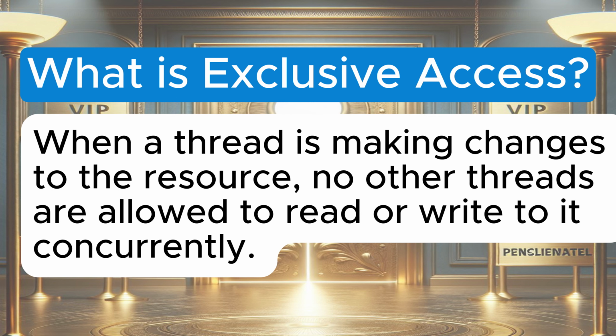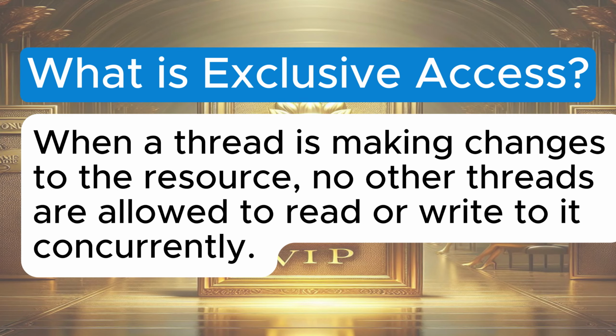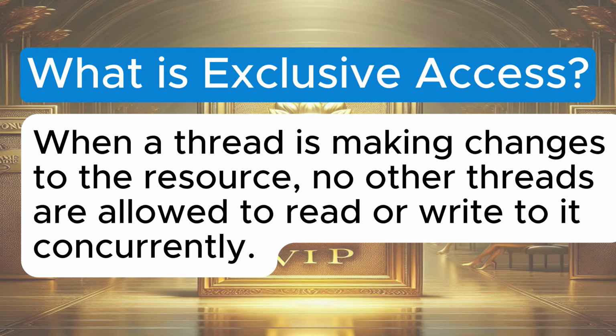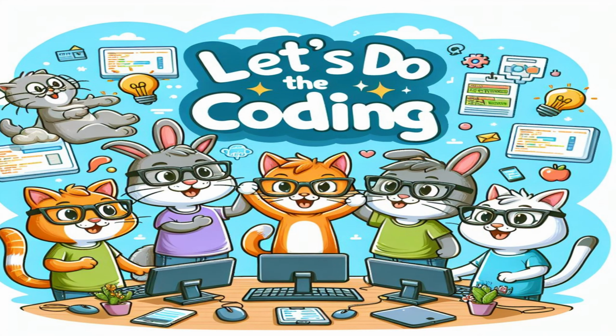This ensures that when a thread is making changes to the resource, no other threads are allowed to read or write it concurrently. It helps prevent data corruption or inconsistency that could occur if multiple threads were allowed to modify and read the resource simultaneously. Now let's jump right into the code. We will create a read-write lock, show how readers and writers interact with it, and illustrate the power of efficient concurrency.